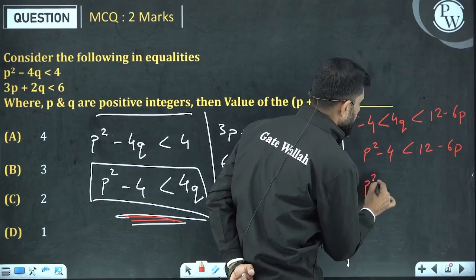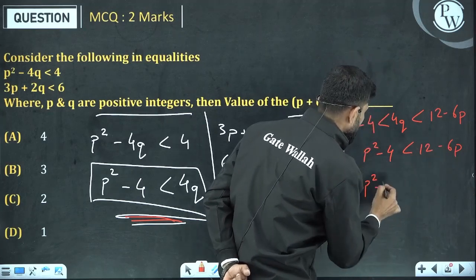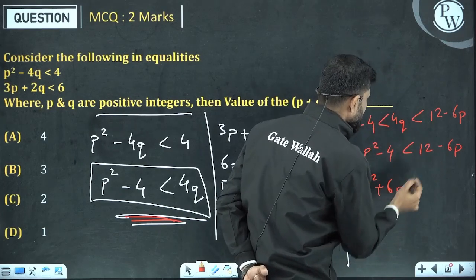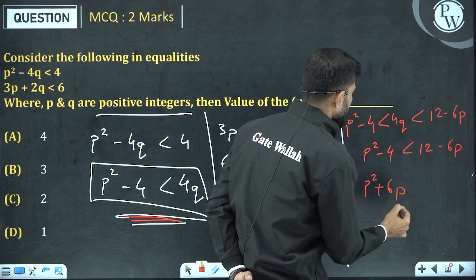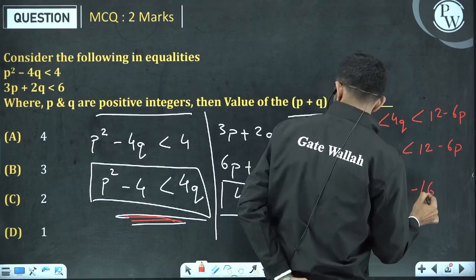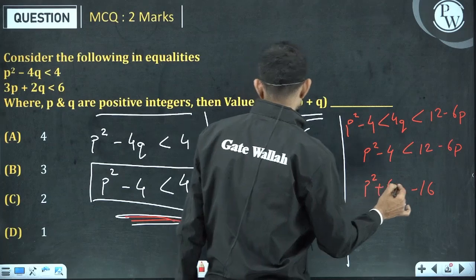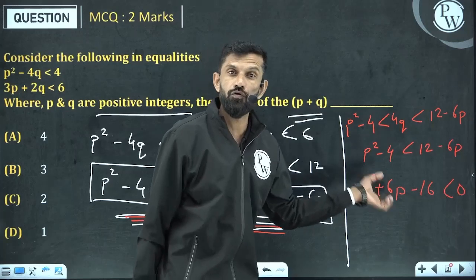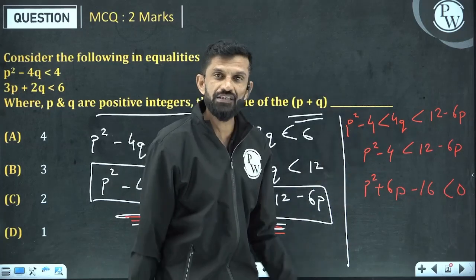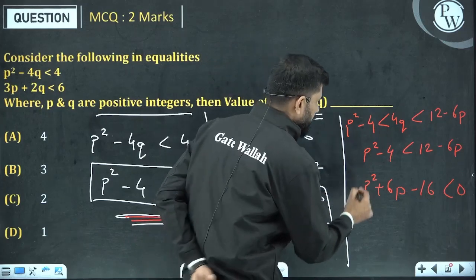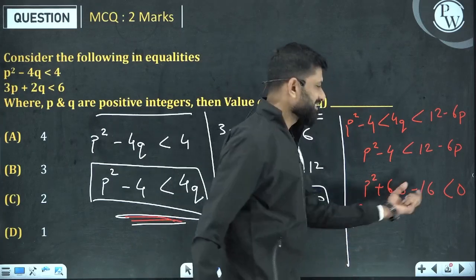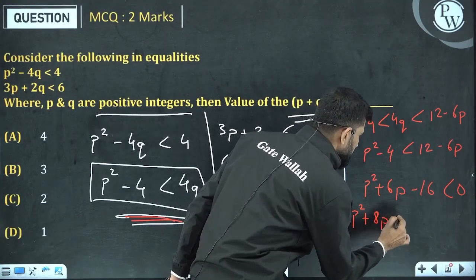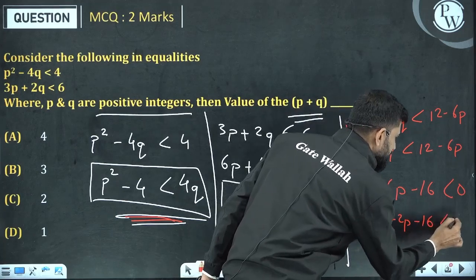Can we say p square, if you bring the 6p to this side, plus 6p, and if you bring the 12 to this side, minus 12. Minus 4 minus 12 will become minus 16, which is less than 0. Am I right? Sort this out. You can go for roots and all those, but you can use splitting the middle term. 16 can be written as 8 twos are 16. So we can write p square plus 8p minus 2p minus 16 is less than 0.